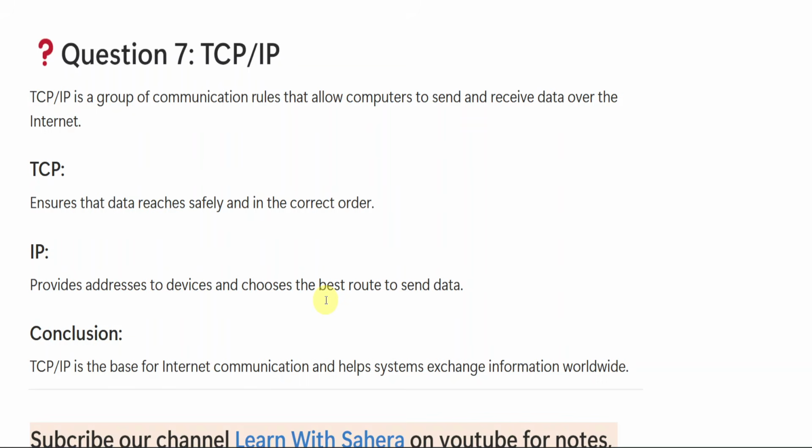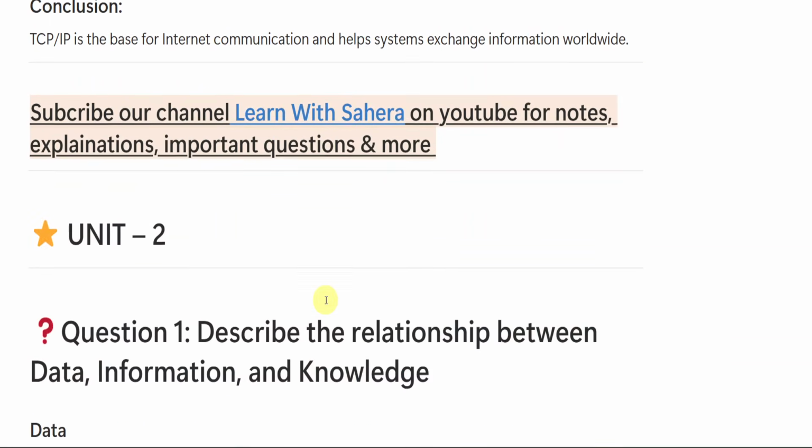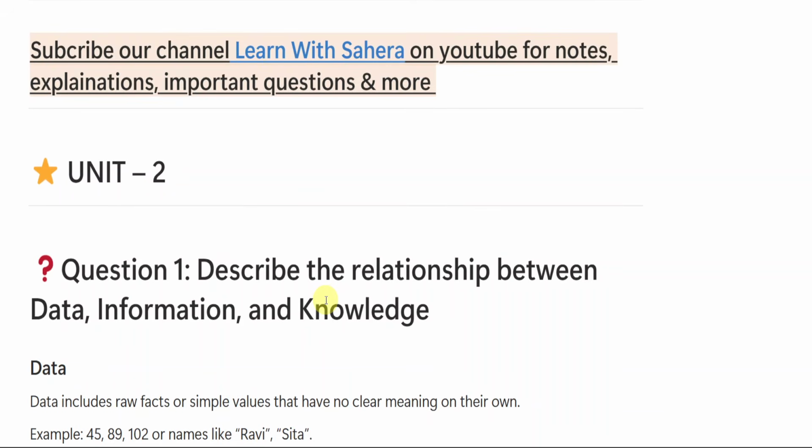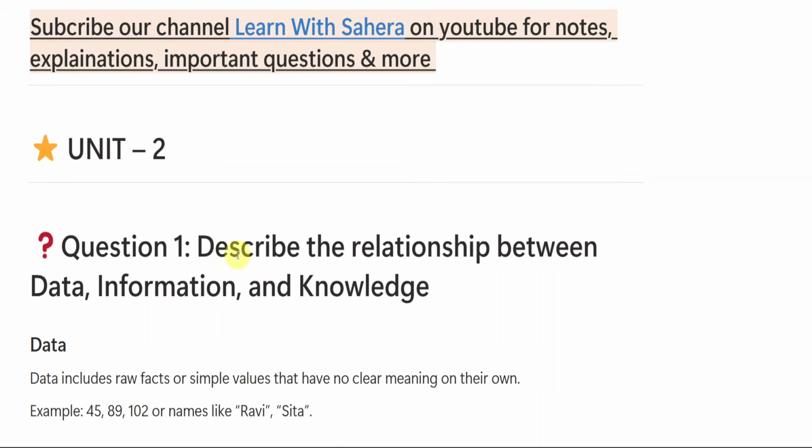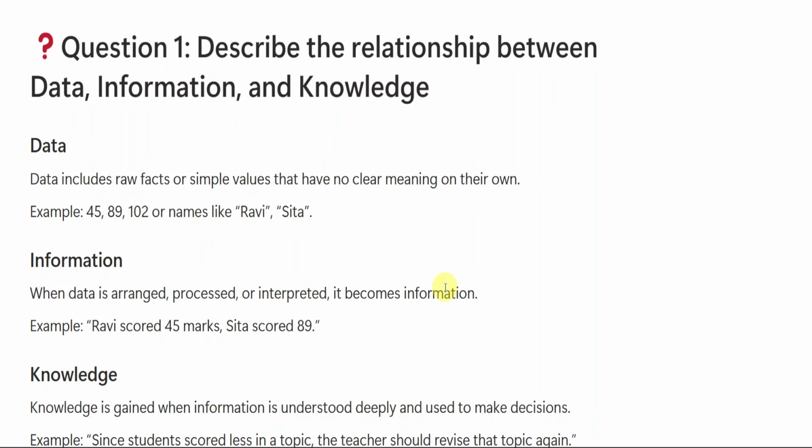So yes students, it was the complete explanation of our unit number 1. Now let us go to unit number 2 fastly. So students, here it is: describe the relationship between data, information and knowledge.